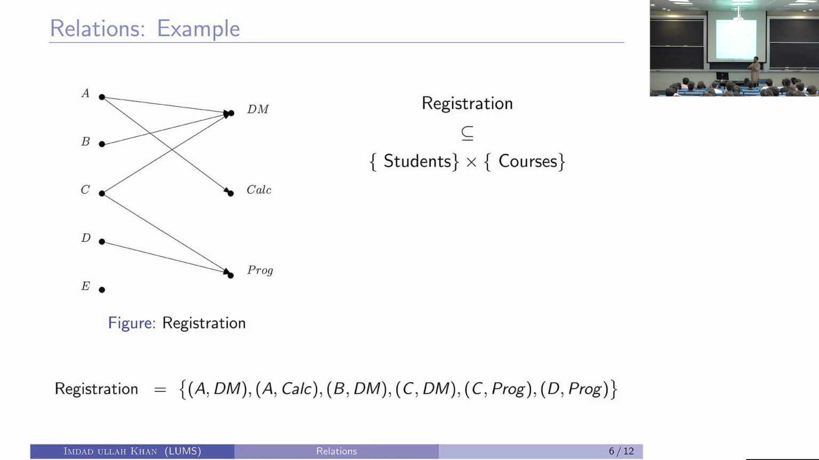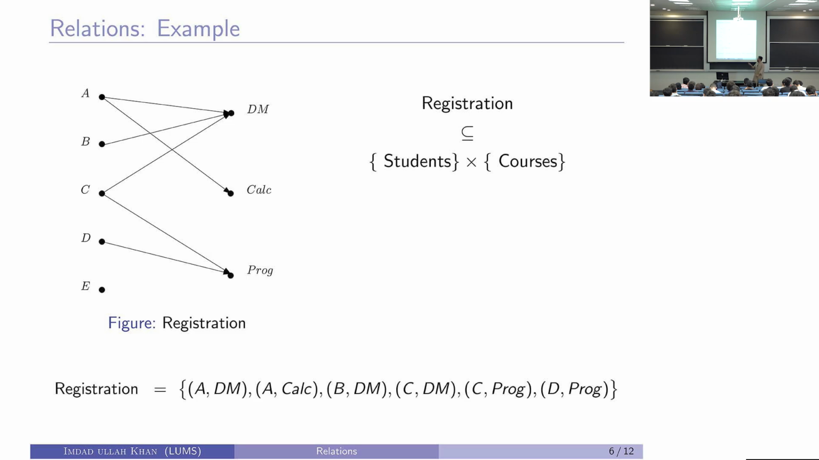If it was a function, then A would have been mapped to 2 elements, DM and calc. An even more serious problem, E would not have been mapped to anything. Every element of the domain has to be mapped to exactly one element. It was not a function, but it is a relation, right? And that is exactly what we saw in the definition. A function had certain restrictions, a subset of the Cartesian product, the cross product, with certain restrictions. A relation has no such restrictions.